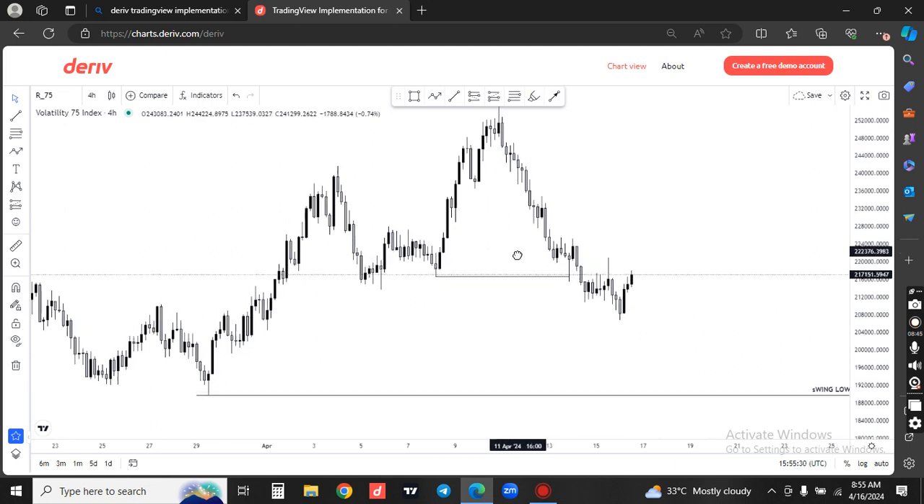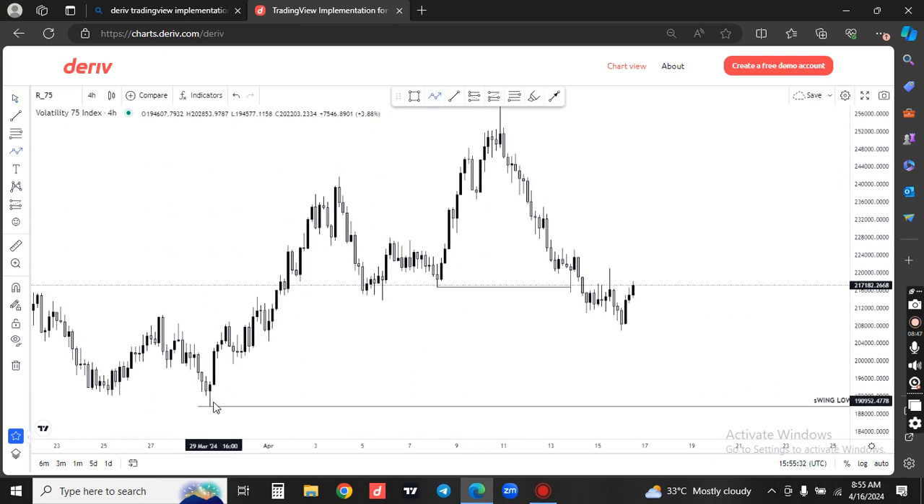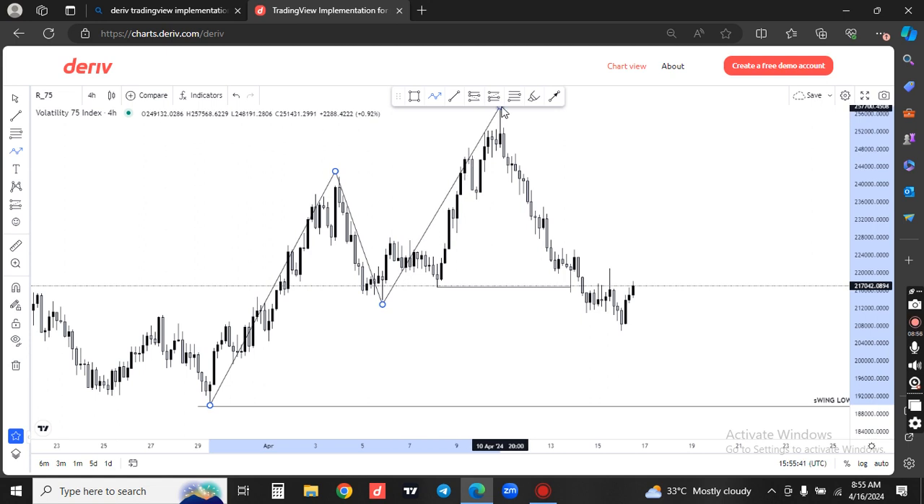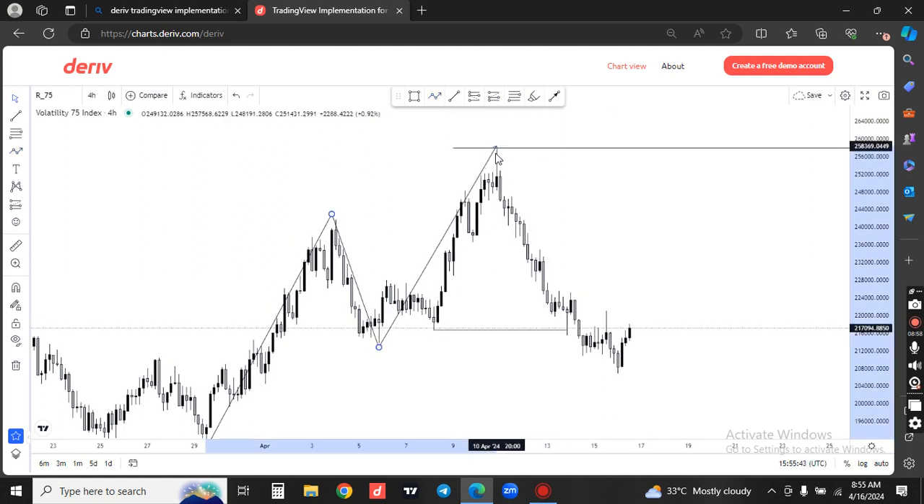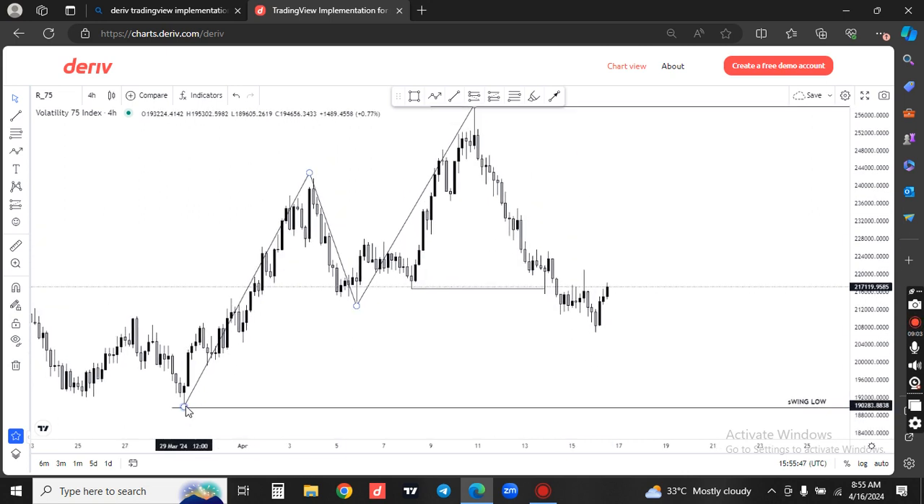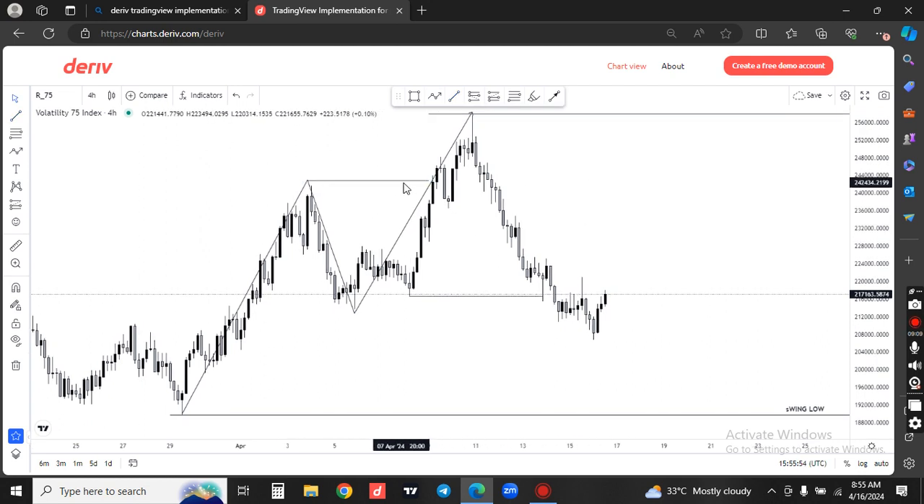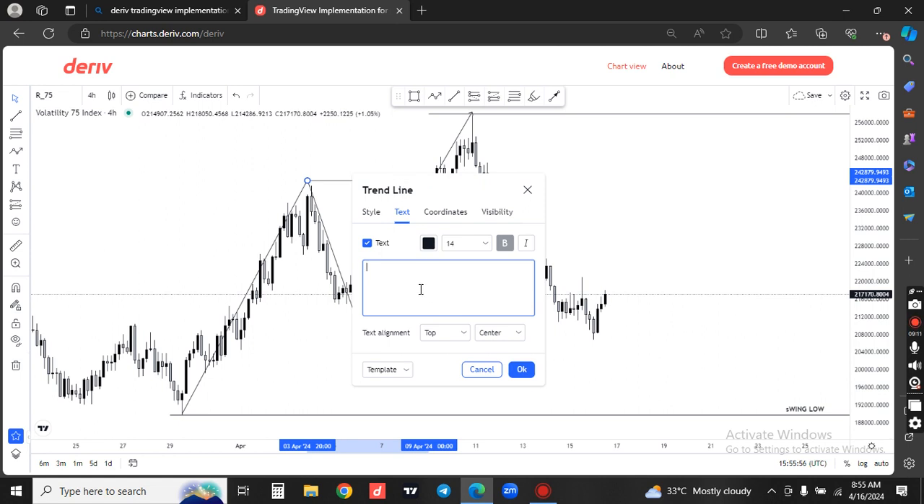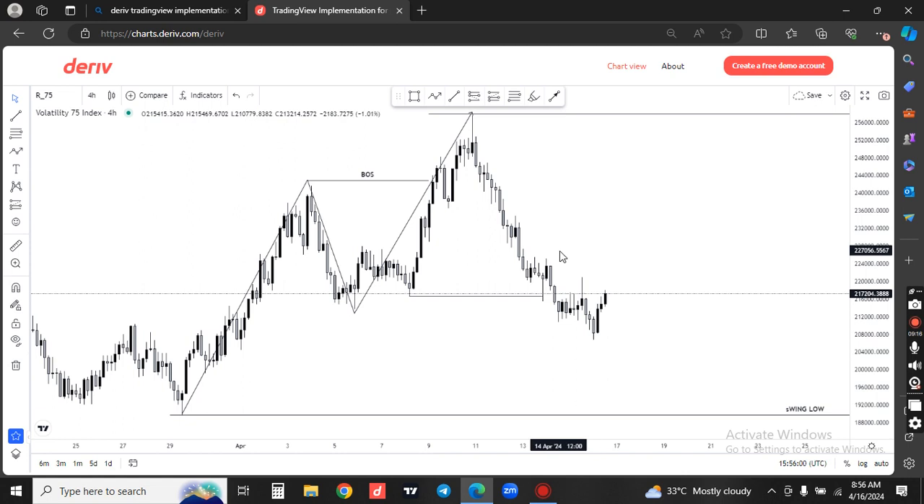Let me show you the structure. Let me start from here so that you guys can take your time to do the same thing on your charts. This is the higher high, right? This is the higher low, right? This is the last high that formed. This is the last low that formed, right? And at this place we notice a break of structure around here.